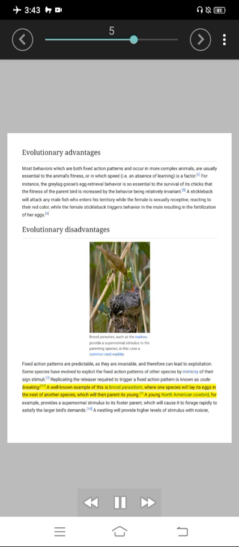A well-known example of this is brood parasitism, where one species will lay its eggs in the nest of another species, which will then parent its young. A young North American cowbird, for example, provides a supernormal stimulus to its foster parent, which will cause it to forage rapidly to satisfy the larger bird's demands.